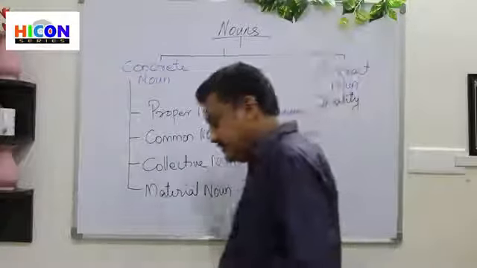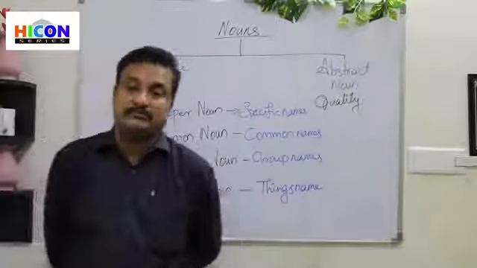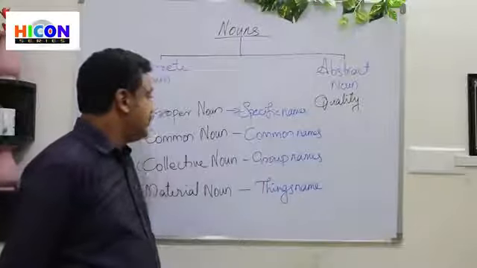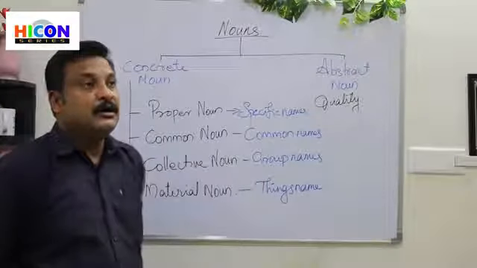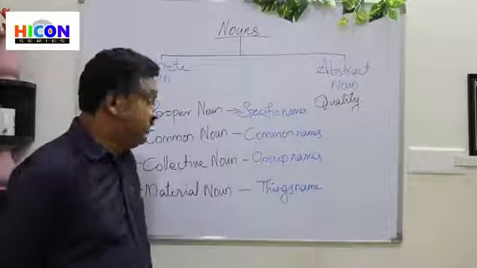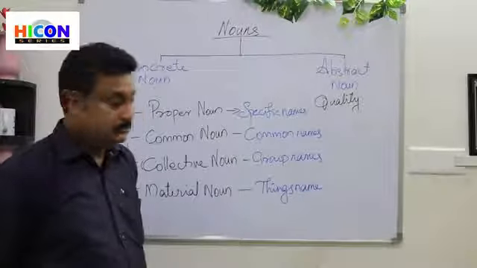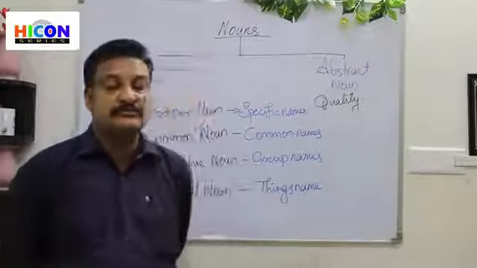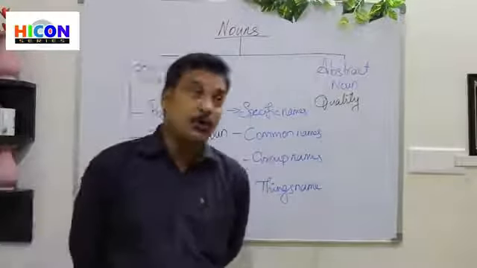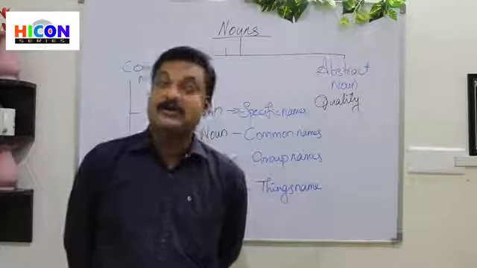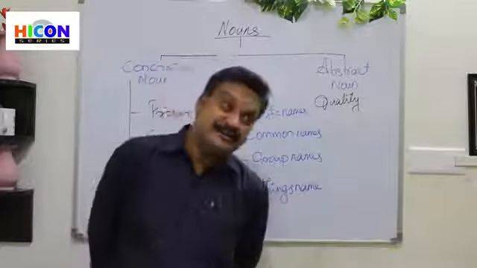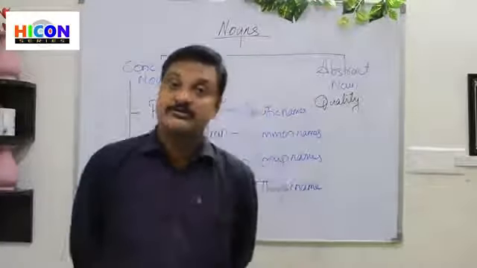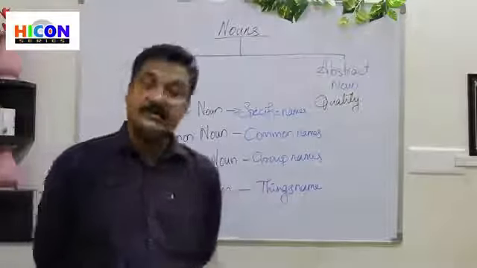Common nouns are names which can be used in common. Collective nouns are group names. Okay, a team of players, like that. Material nouns are names of things with which we make other things. Like gold is used for making some ornaments. Or silver is used for making ornaments. Steel is used for making different kinds of utensils that we use in the house. Okay, so these kinds of things come under material noun.